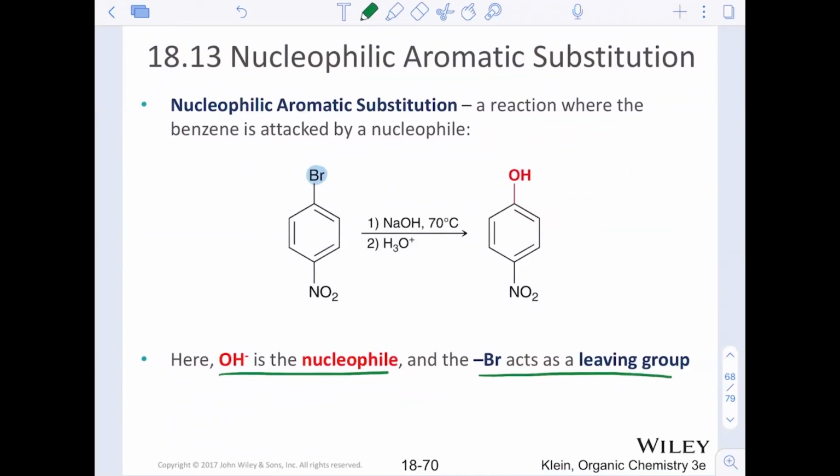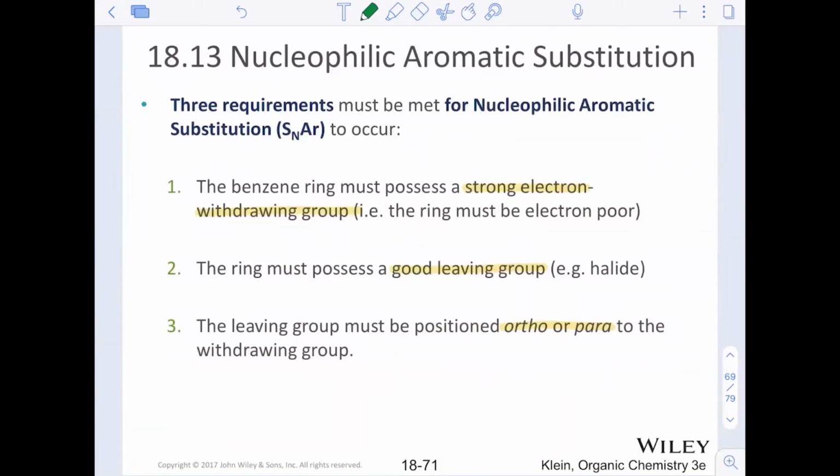Not going to be your typical SN2 reaction, right? This is not an sp3 hybridized center. This is sp2. It's benzene, so there's no backside attack. So we have to do nucleophilic aromatic substitution, usually abbreviated SNAR, right? Like the SN from the nucleophilic substitution bimolecular SN2, or nucleophilic substitution unimolecular SN1, right? When it's a benzene ring that we are attacking, we are doing SNAR.